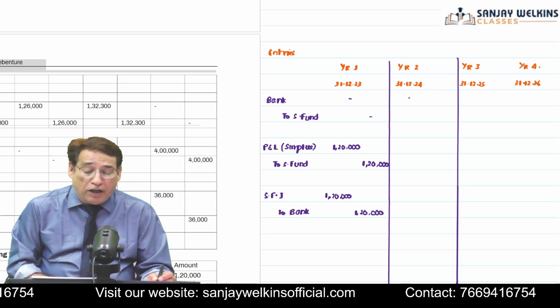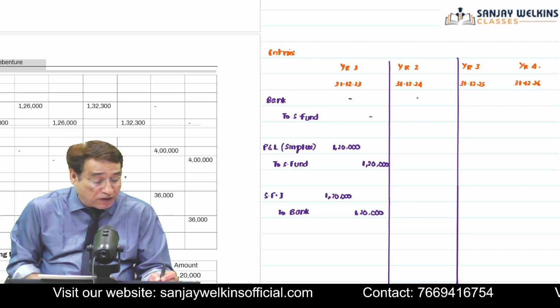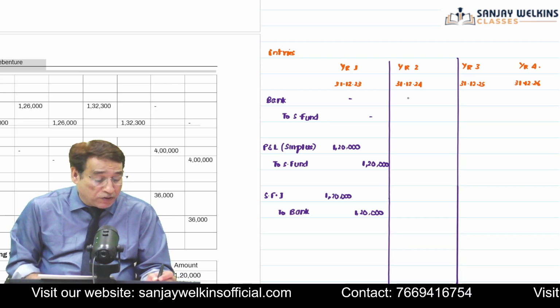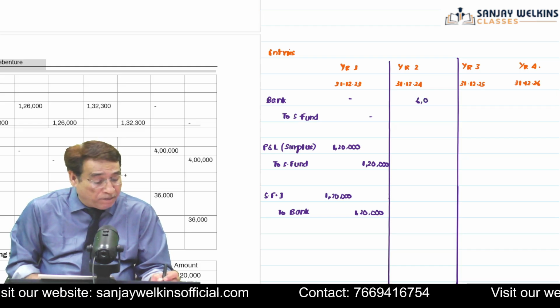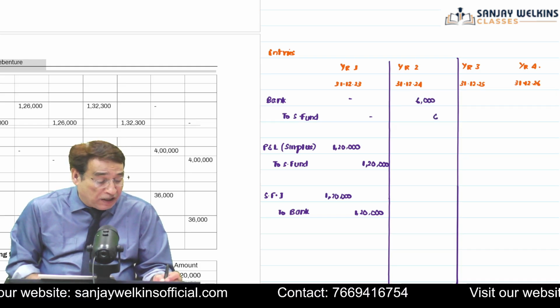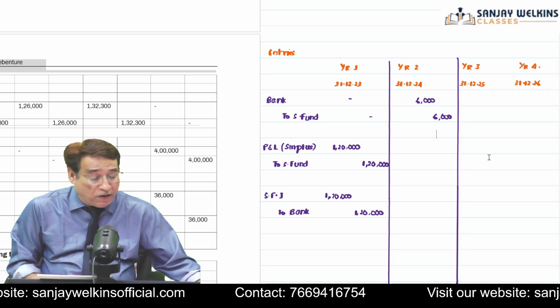How much interest are we going to receive? As I just told you, your amount of interest will be equal to 6,000. So bank account debit to sinking fund, you are going to write here 6,000. Is it clear to you? This is your first entry in the second year for receiving the interest. Is it clear to you or not?